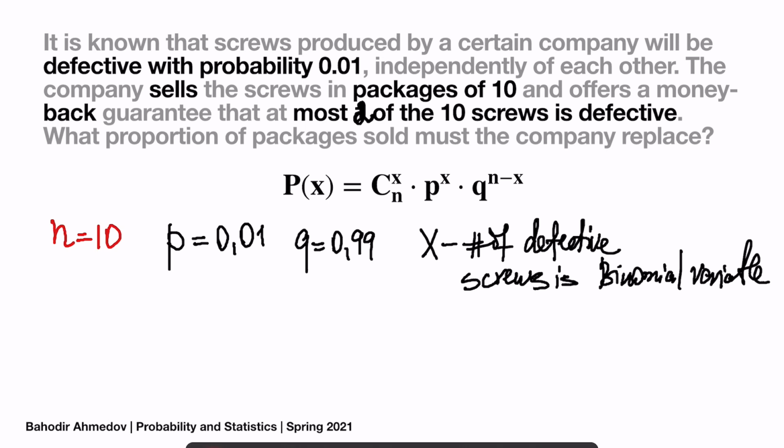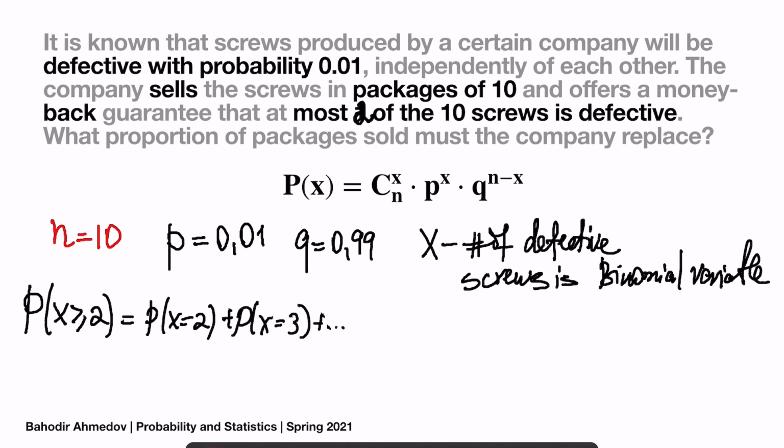So we need to find the probability of x more than or equal to 2. Again, the probability that you choose the pack which is going to have 2 or more defective screws, right? This is what it means: probability of x more than or equal to 2. So this is equal to P of x equal to 2 plus P of x equal to 3 and so on, plus P of x equal to 10. Right? Because x can go from 2 to 10.